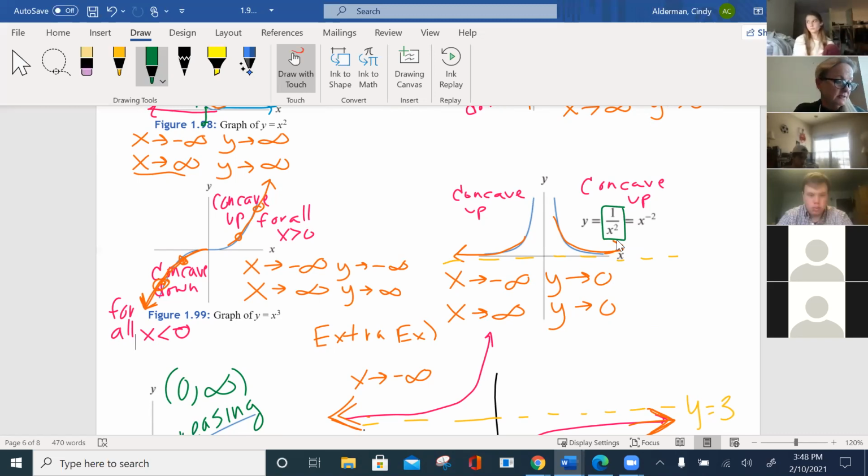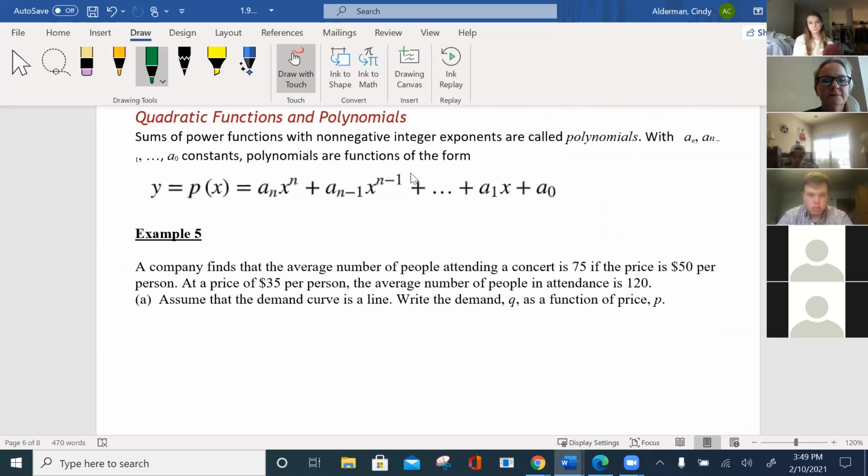Okay, so now we're going to talk applications. And we're going to talk applications of linear and quadratic and even, I guess I just have linear and quadratic for you. Okay.